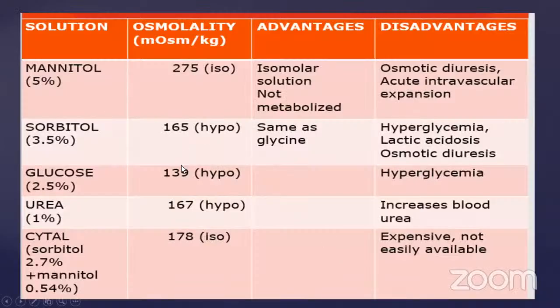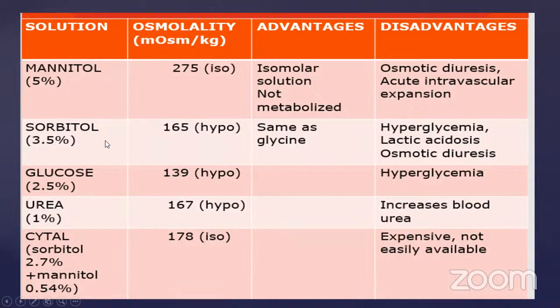The different types of solutions that can be used as irrigation fluid are mannitol, sorbitol, glucose, urea, and cytol. The advantage of mannitol is that it is an isomolar solution and cannot be metabolized. The disadvantages are that it causes osmotic diuresis and acute intravascular expansion.